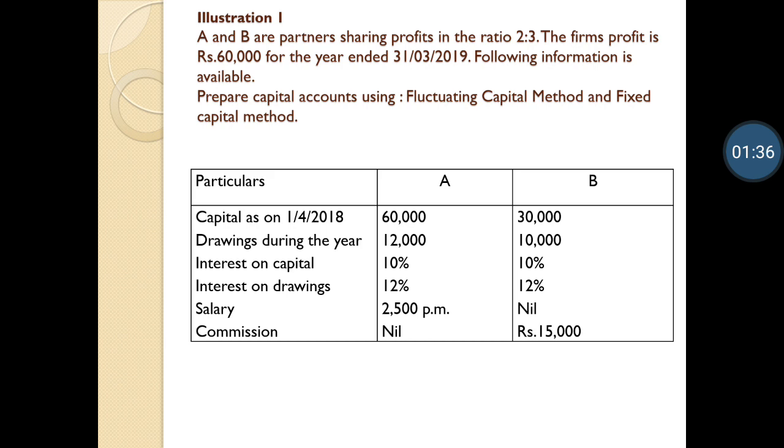In this illustration, A and B are the partners sharing profits and losses in the ratio 2:3. So whatever the profit, here it is mentioned 60,000 rupees, will be distributed to the partners in the ratio 2:3. Additional information is available: capital on 1st April, that is opening capital, drawings during the year, interest on capital, interest on drawings. Interest on capital is 10%, drawings is 12%, salary to Mr. A 2,500 per month, the monthly salary is to be converted into annual while recording, and commission is given 15,000 rupees.